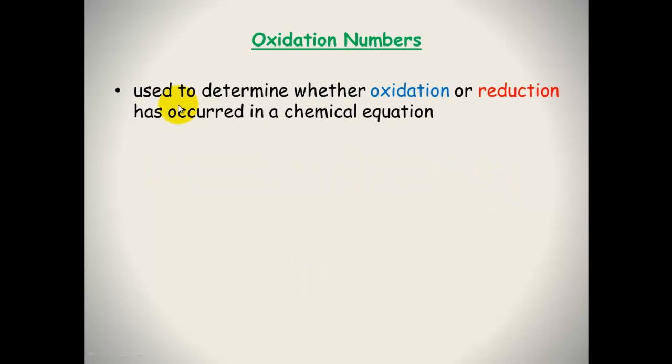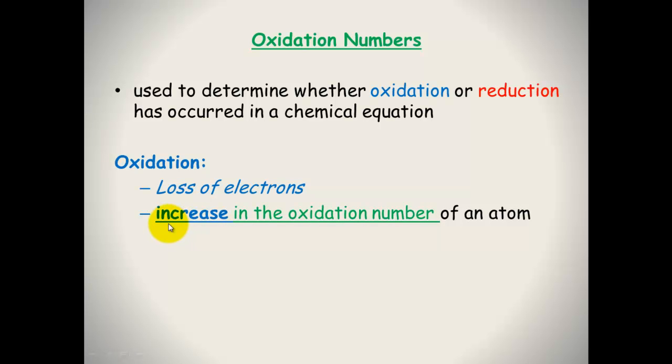Oxidation numbers are used to determine whether oxidation or reduction has occurred in a chemical equation. In other words, they are used to determine whether it's a redox reaction. We know that oxidation, remember OIL RIG, is a loss of electrons. With oxidation numbers, when we learn how to use them, we will also be able to identify something that's undergone oxidation when it has an increase in its oxidation number. So oxidation is an increase in the oxidation number.